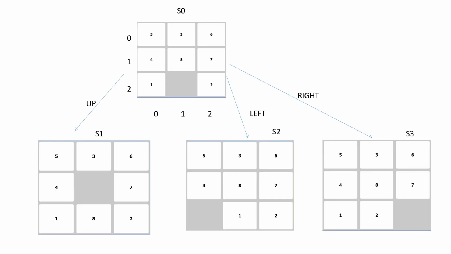And here are all the possible states generated from state S0 with possible actions of moving the blank space up, left and right. For state S0, moving the blank space down is not possible as it is in the last row. So down is an invalid action for state S0.